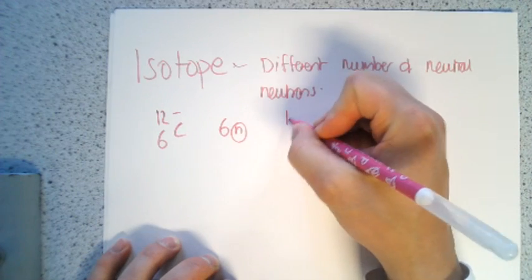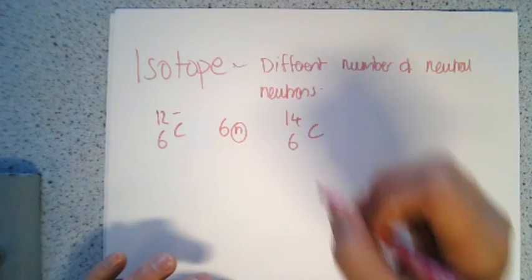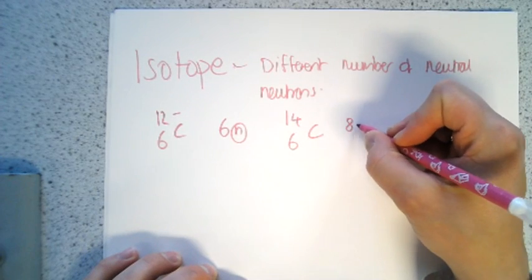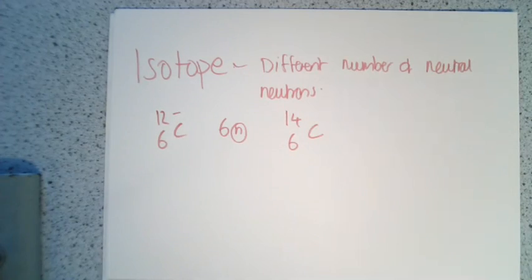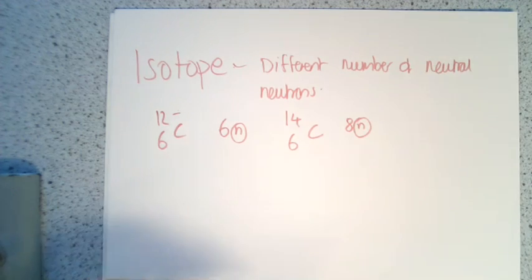There is an isotope of carbon that looks like this. It has got 8 neutrons. It has got 2 extra. That's all it means.